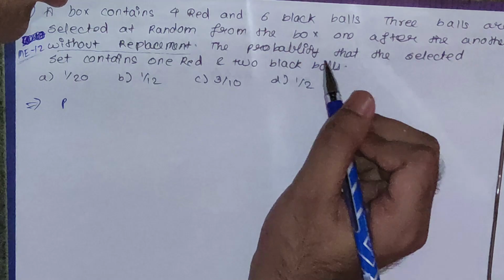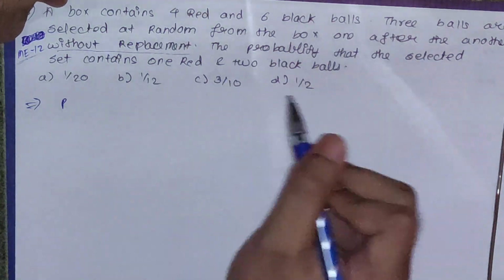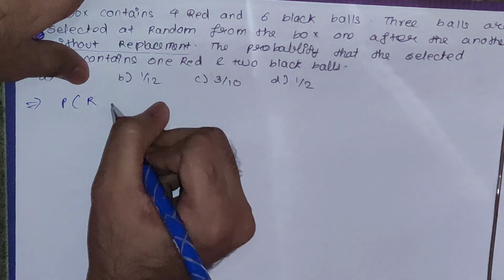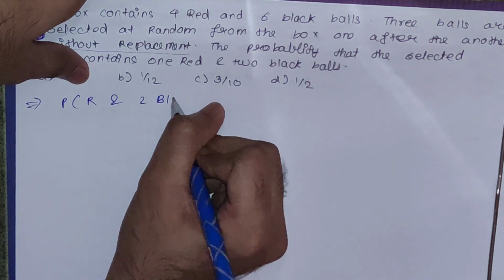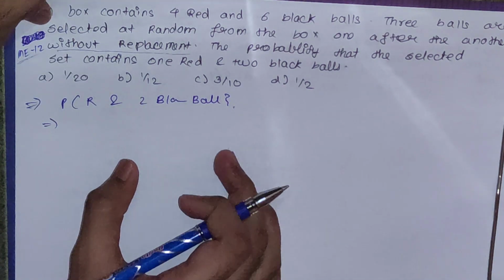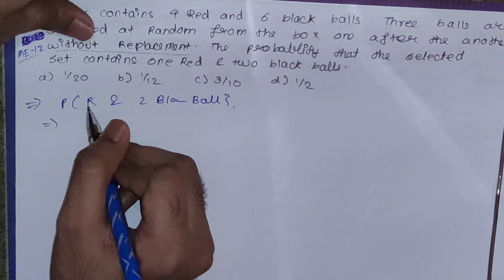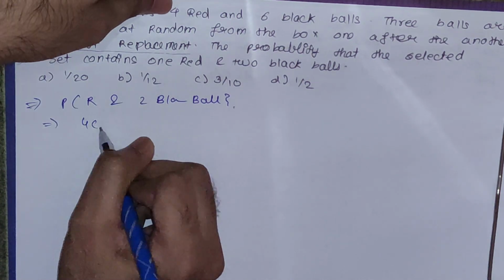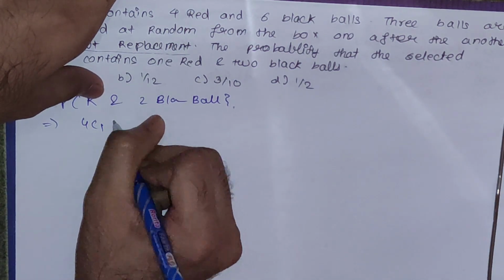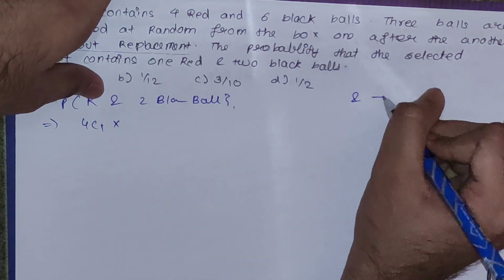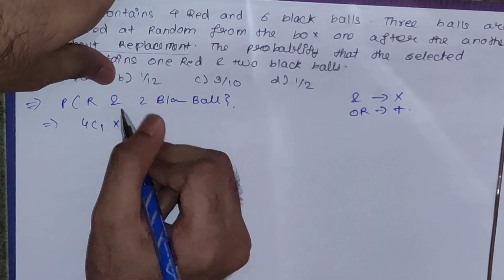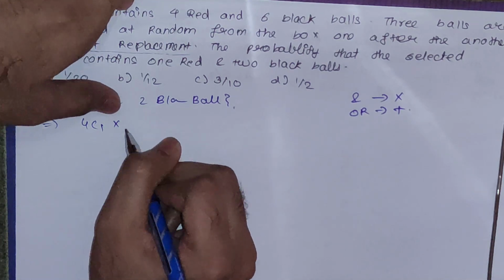Basically we have to find the probability that the selected set contains 1 red and 2 black balls. If we try to do this by the combination formula, we have to find the probability of the red ball first. So for the red ball it will be 4C1. Since we are having the operator 'and' here, we are going to multiply. Note one thing, whenever you get 'and', you are going to multiply. Whenever you get 'or', you are going to add.